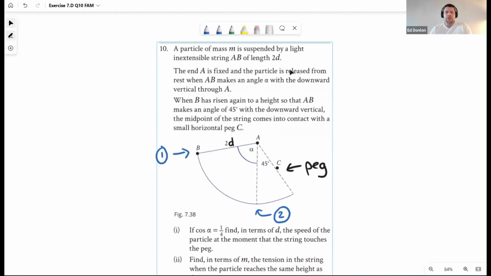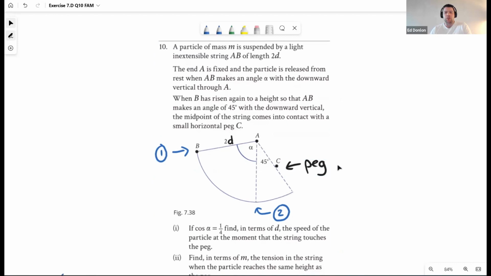The end A is fixed. The particle is released from rest when AB makes this angle alpha with the downward vertical through A. When B has risen again to a height so that AB makes an angle of 45 degrees with the downward vertical, the midpoint of the string comes into contact with a small horizontal peg C. So we have this little variation here where we have this peg.